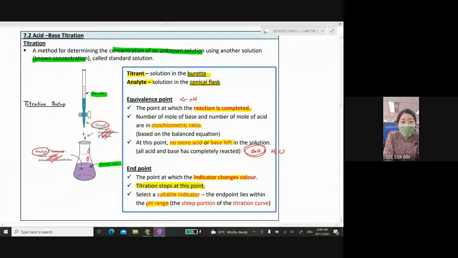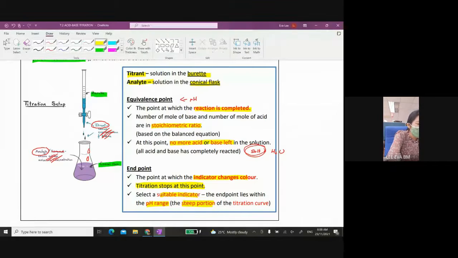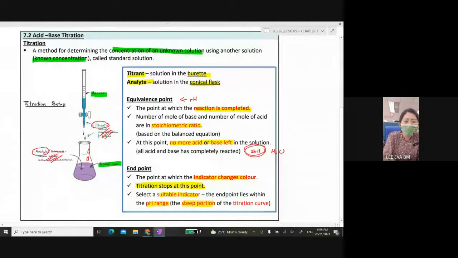I want you to highlight something, which is the steep portion of the titration curve. Maybe you will ask, madam, how am I going to know where my pH range is, for the combination between strong acid and strong base, strong acid and weak base, and so on? You look at this steep portion inside the titration curve. We'll look at this one in a while.